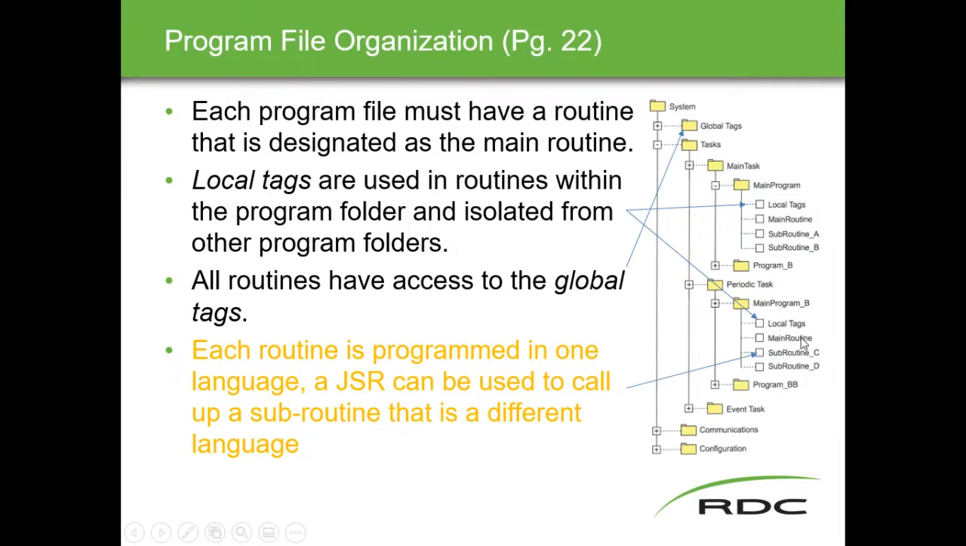So within my main routine here, I could have a JSR that calls up a subroutine that's structured text that could be called plant 1. I could have a subroutine that's in function block diagram that could be called plant 2, and I could have a subroutine called plant 3 that's written in structured text if it fit my needs. So we can work them all in through this structure in this file organization.